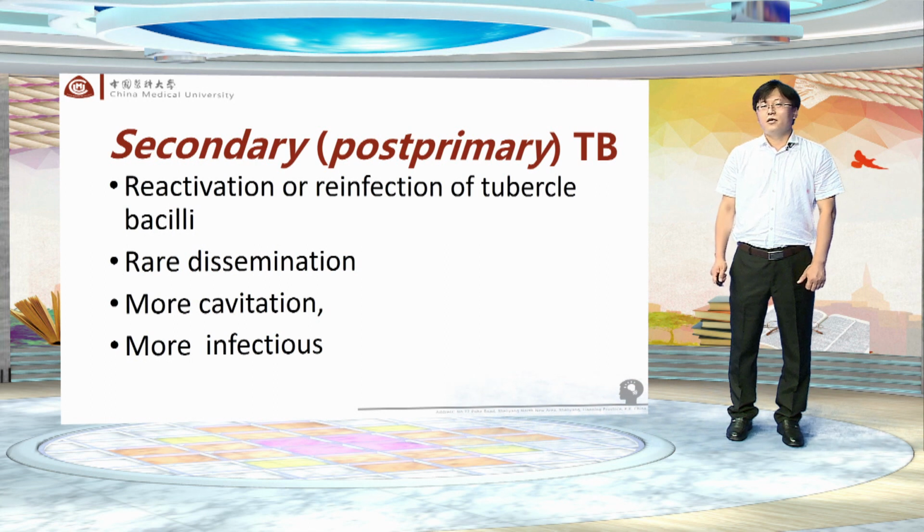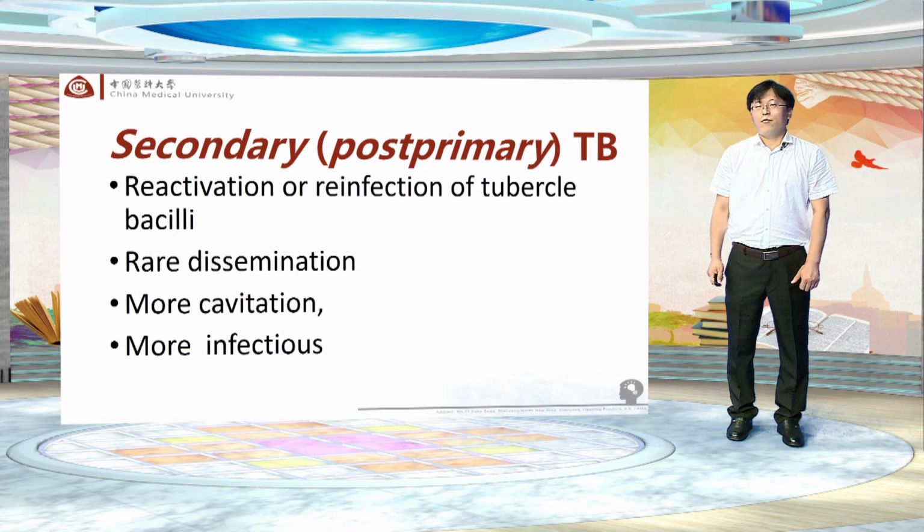If the patient has reactivation or reinfection with typical bacilli, then this patient has secondary TB, or post-primary TB. These patients have established immunity, so they have rare dissemination, but more cavitation, and they are more infectious.